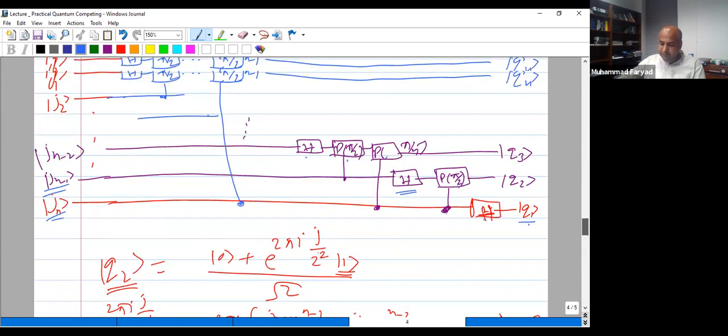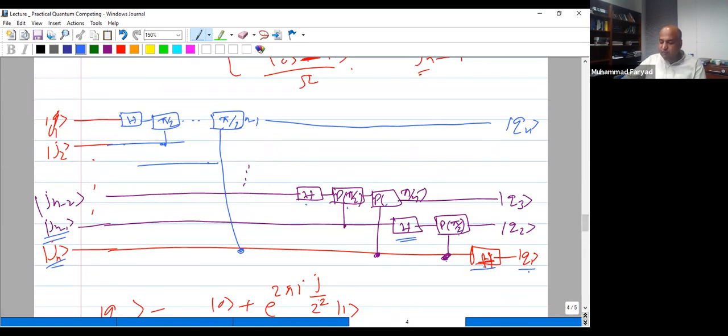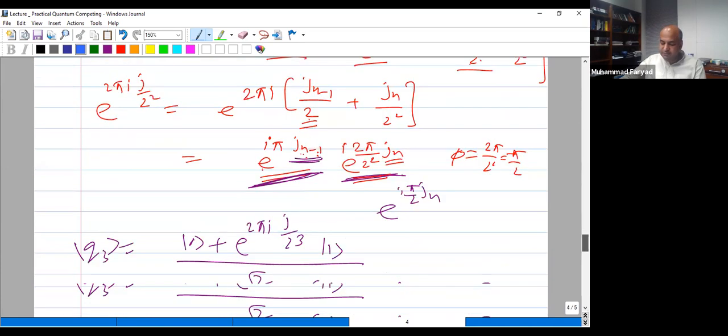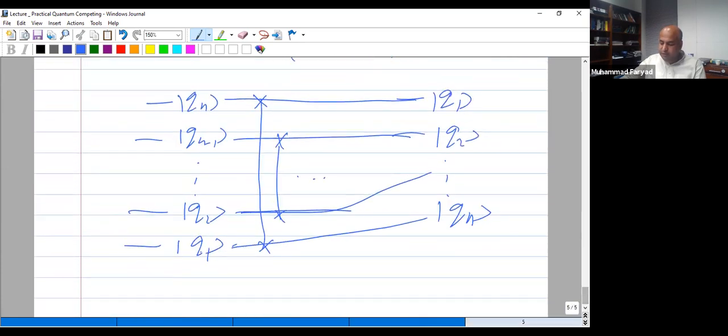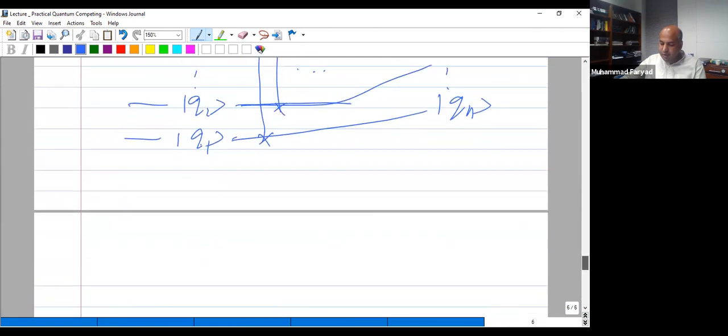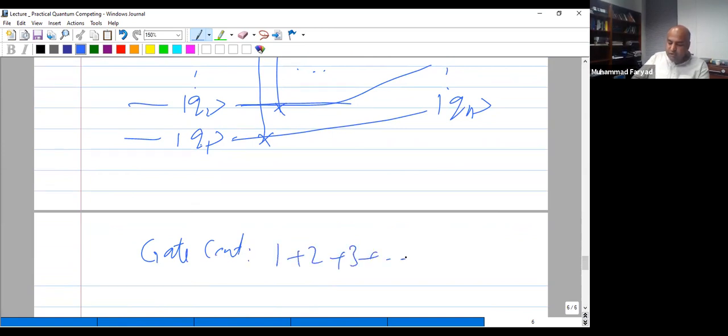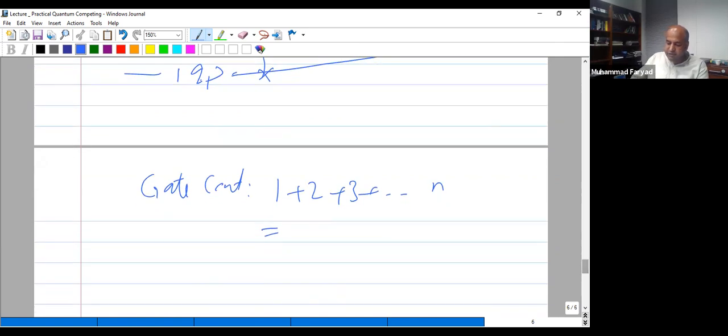So in this circuit, the number of gates that we have is 1 gate here, 2 gates here, 3 gates here, and so on. So it means the total number of gates before swapping is the gate count or operation count: 1 plus 2 plus 3 all the way to n. And this sum can easily be worked out to n into n plus 1 over 2.